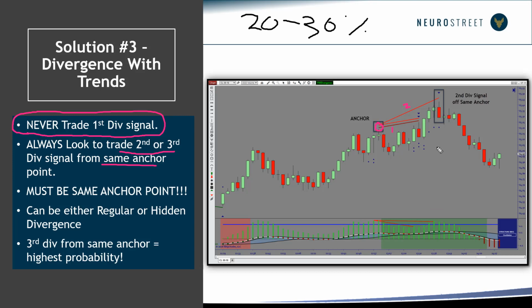The reason we don't take the first signal is because that's like trying to stop a freight train. If we study some of the charts, you're going to see that normally, 9 times out of 10, the first divergent signal will fail in trends. Take a look down here. This is a trend. See the green background? Whenever the market is trending, there's a time in which the train must slow down before the market reverses.